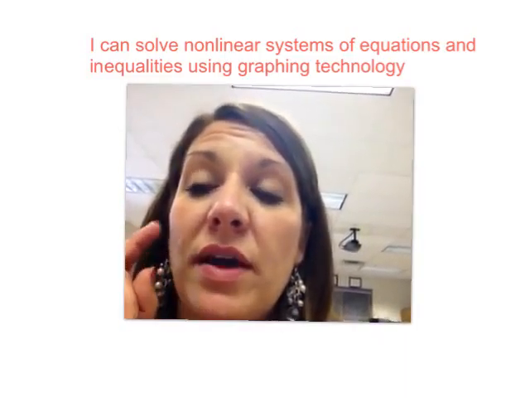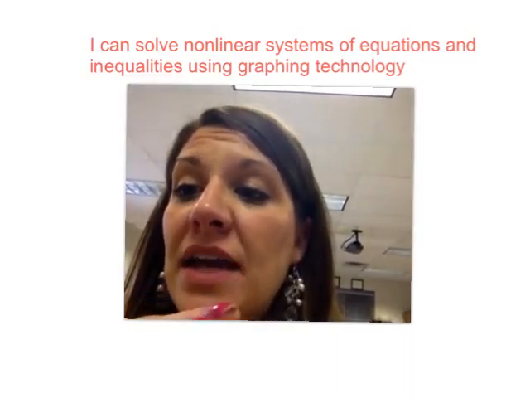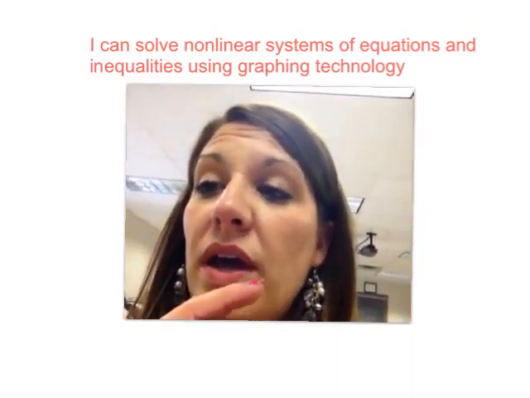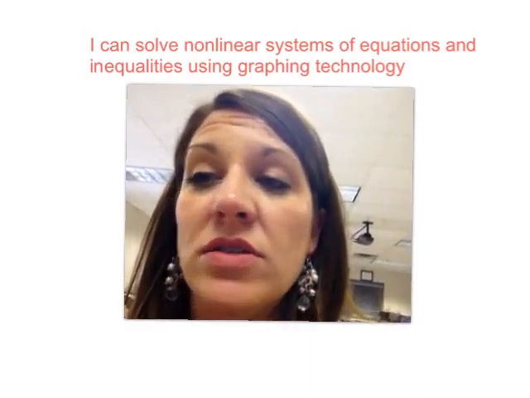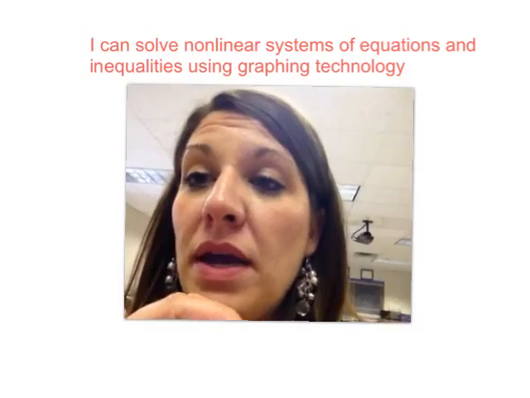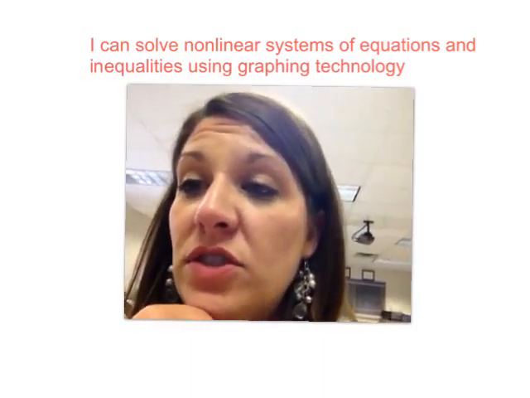We learned that with a quadratic and a linear system, we could have two solutions where they intersect twice. We could have one solution where they only intersect at one point at a tangent point, or there could be no solutions because the two graphs don't intersect at all.